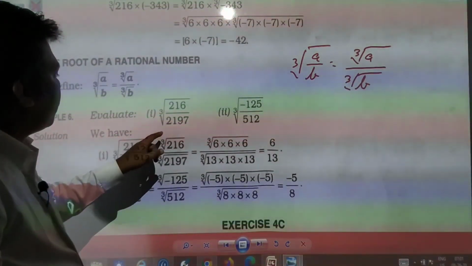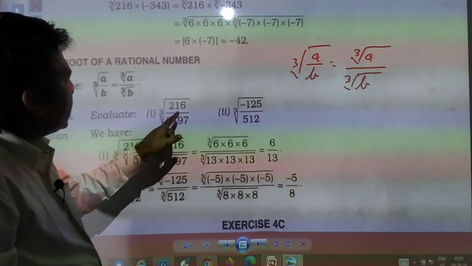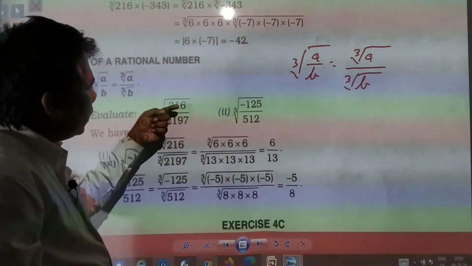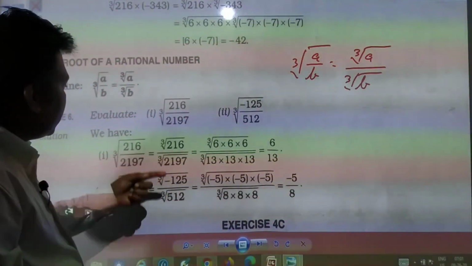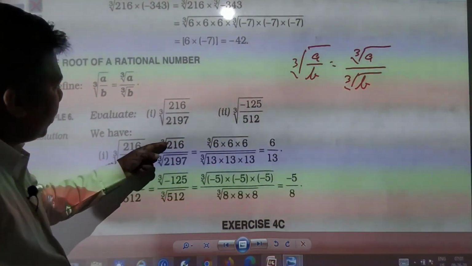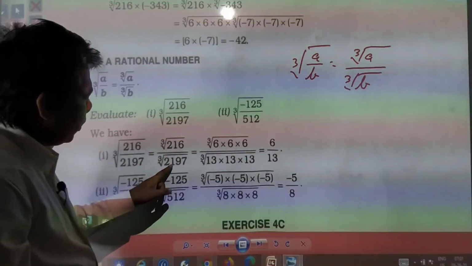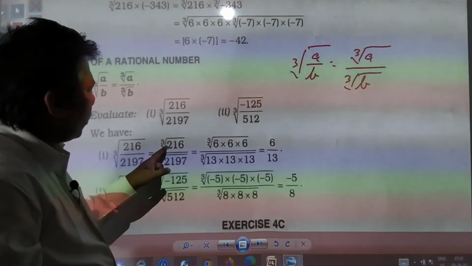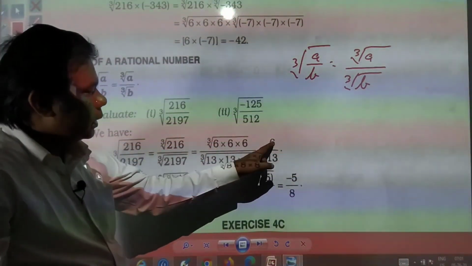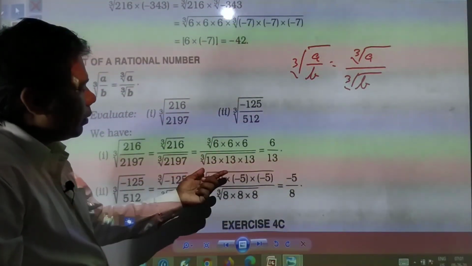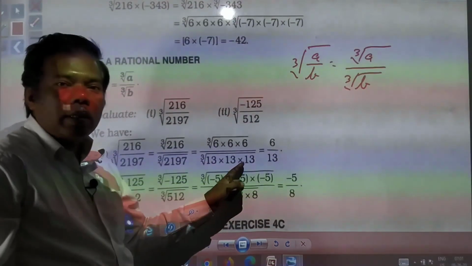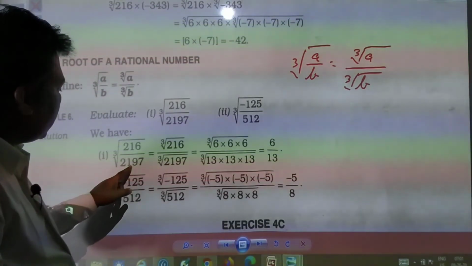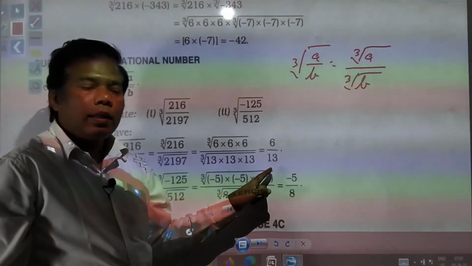So here you have, suppose example, cube root of 216 by 2197. Cube root of these numbers you need to find out. So what is to be done? This can be written as cube root of 216 by cube root of 2197, and separately it is required to be found out. Suppose you have got cube root of 216 as 6, and cube root of 2197, after factorization you have got 13 into 13 into 13. So finally you have got 13. So cube root of 216 by 2197 you have got 6 by 13.